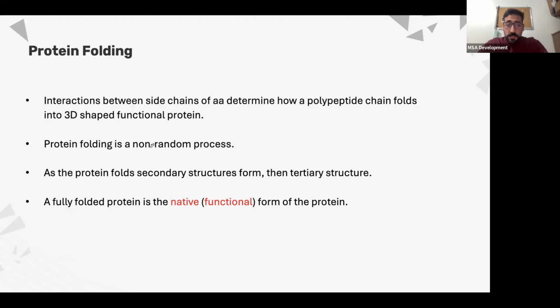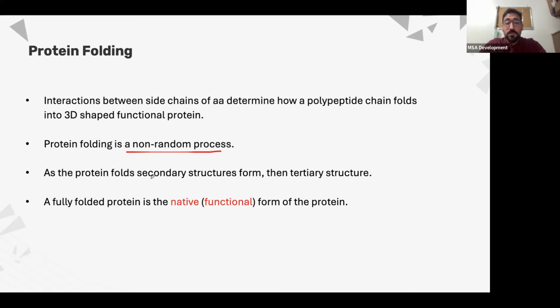Okay, so here is the text. Protein folding happens due to the R side chain, and it's a non-random process. The R side chain will determine how this protein will be folded. You guys get me? So it's a non-random process, a specified process due to the R side chains.